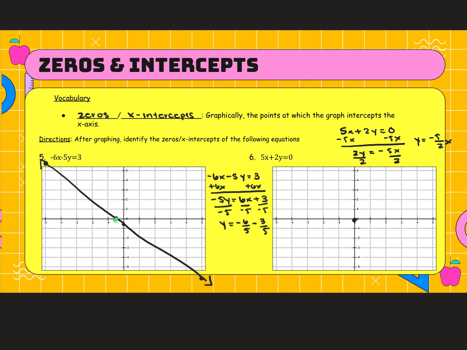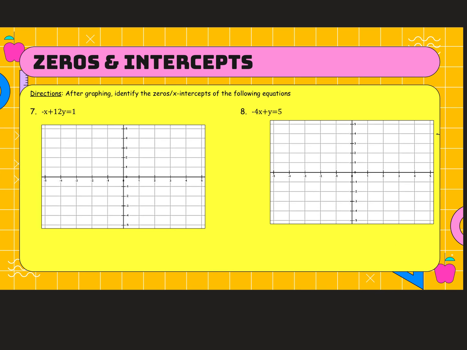So I'm going to go down 5 and to the right 2, up 5 and to the left 2. Here we can see that we have an x-intercept and or 0, because remember those mean the same thing, at 0, 0.